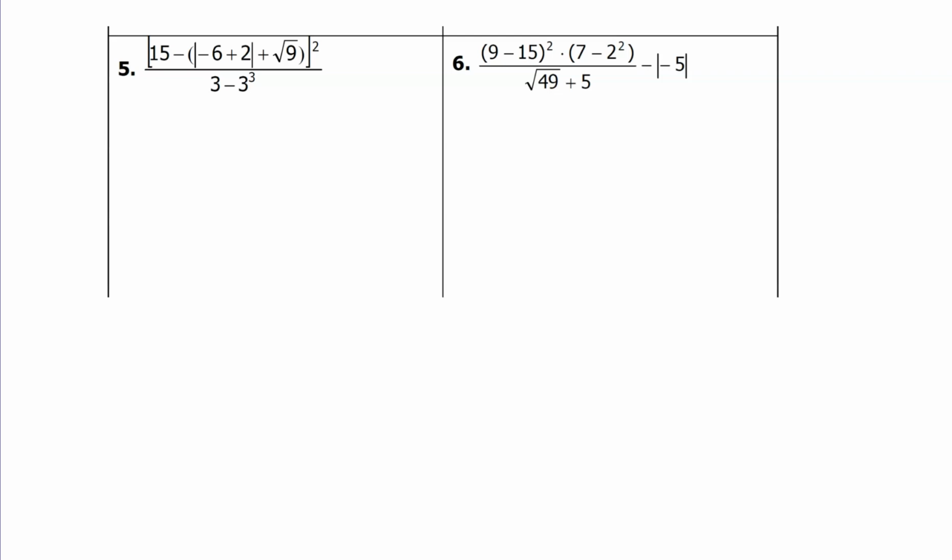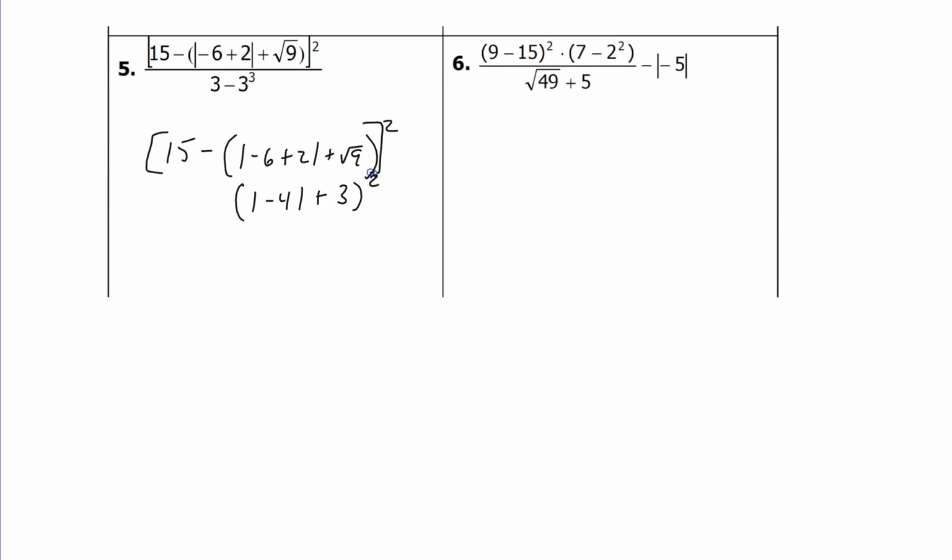So, all right, I'm going to deal with my top first, my numerator. So I have 15 minus, parentheses, square root, negative 6 plus 2, the absolute value, plus the square root of 9, all in parentheses squared. So I deal with my parentheses first. I have to deal with my absolute value. Negative 6 plus 2 gets me negative 4. So now I'm dealing with the absolute value of negative 4 plus the square root of 9, which is 3. And that's all squared.